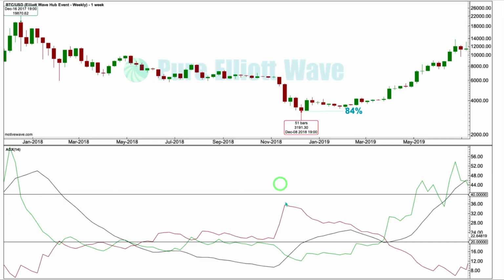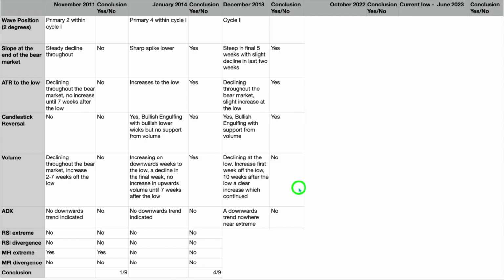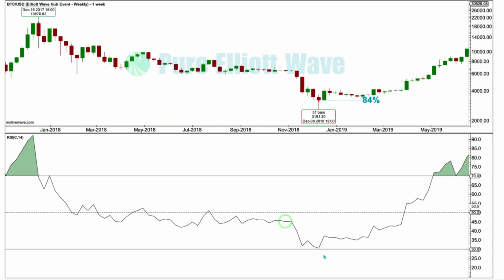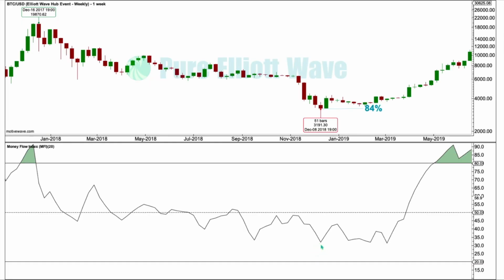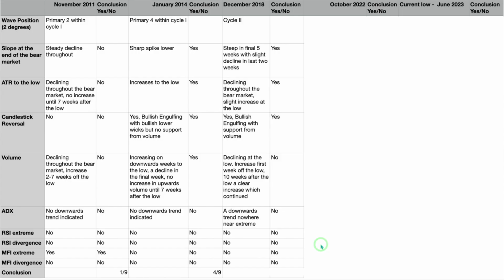Next condition, ADX. Yes, it did indicate a downward trend, but it was nowhere near extreme. It's only managed to catch up because this bear market lasted 51 weeks. So no, a downward trend, but nowhere near extreme. RSI did not reach oversold, no bullish divergence. Money flow also didn't reach oversold, no bullish divergence. 3 out of 9 conditions are met.